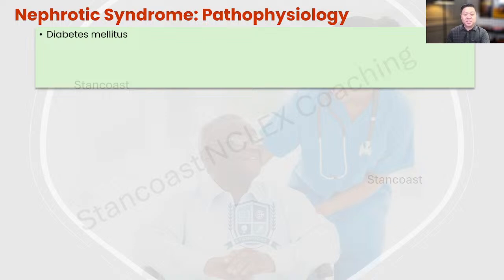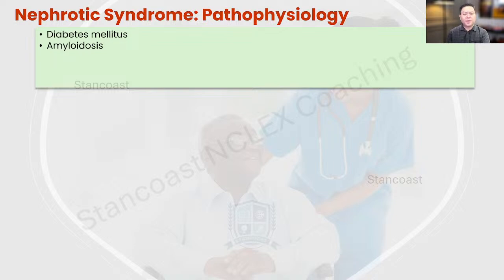Now, another condition that is associated with nephrotic syndrome is amyloidosis, and this is a condition wherein there is an abnormal protein deposit called amyloid that builds up in the organs and also the tissues, including the kidneys. When there are amyloid deposits in the glomeruli, it will disrupt the normal function and also the integrity. That's why it can also cause leaking of the protein into the urine.